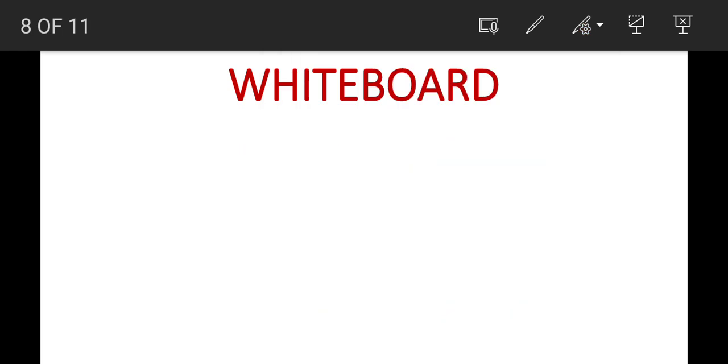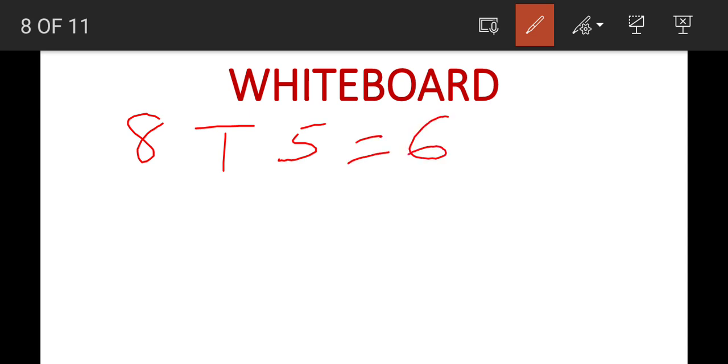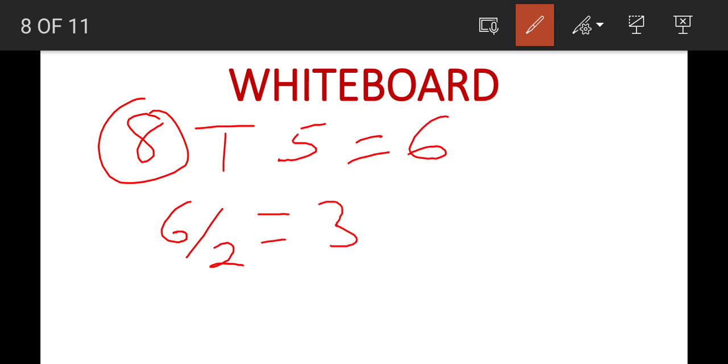Let's write it again. 8t5 equals 6. Okay, assume this 8 was not given. How can you get your 8? What you simply do is 6 divided by 2. 6 divided by 2 will give you 3. 5 plus 3 is what? 8.